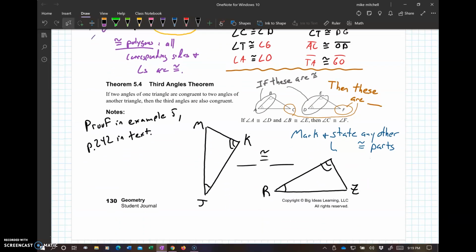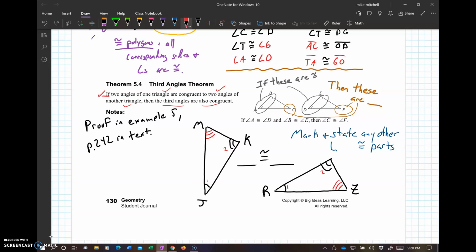Third angle theorem: if two angles of one triangle are congruent to two angles of another triangle, then the third angles are also congruent. So if two angles of one triangle are congruent to two angles of another triangle, that means these third angles are also congruent. You get that for free.